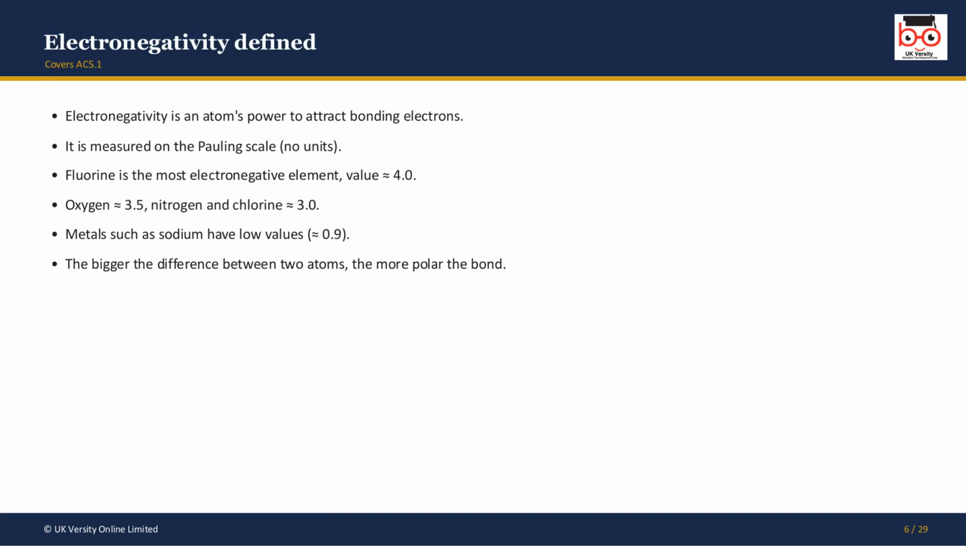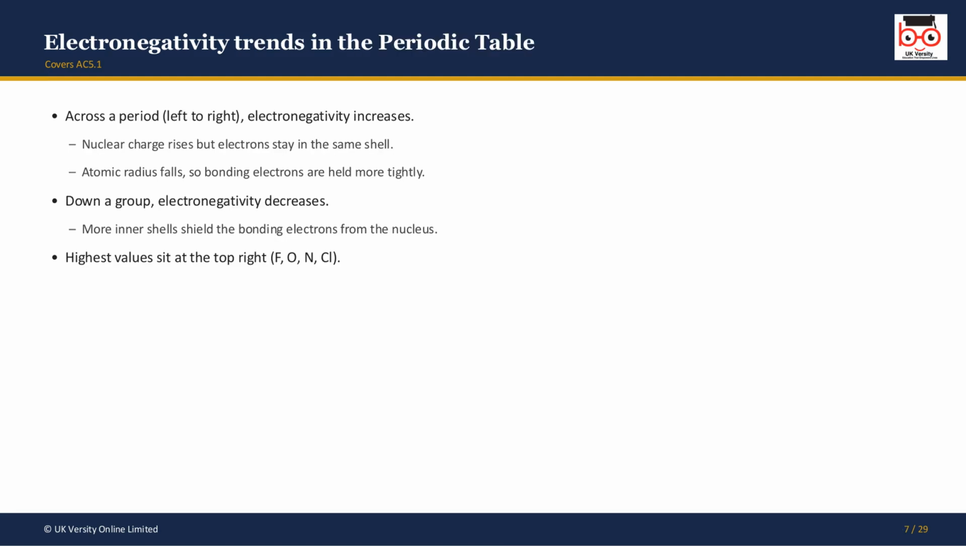Let's focus on electronegativity. It's an atom's power to attract the bonding electrons in a covalent bond, and it's measured on the Pauling scale, which has no units. Fluorine is the most electronegative element of all, with a value of about 4.0. Oxygen comes in around 3.5, with nitrogen and chlorine near 3.0. Metals like sodium have low values, around 0.9. And the key point is this: the bigger the difference between two bonded atoms, the more polar the bond between them.